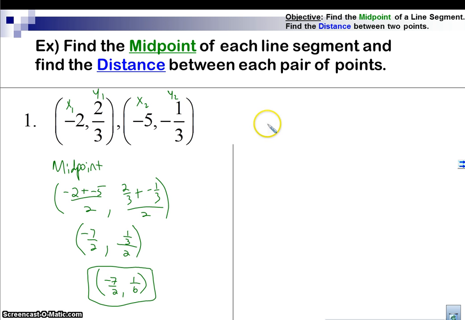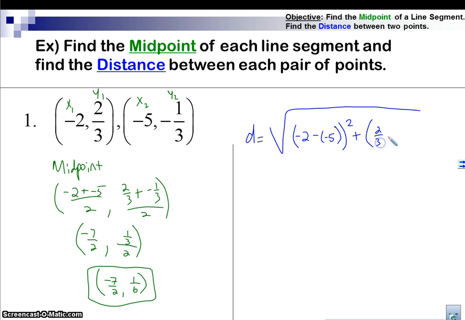What about the distance? Well, for the distance, I'm going to do the square root of x2 minus x1, or x1 minus x2. It doesn't matter which way you go. I think I wrote it the other way around, but as long as you subtract them, because you're going to square it anyway, right? So when you find the difference, it's not going to matter.